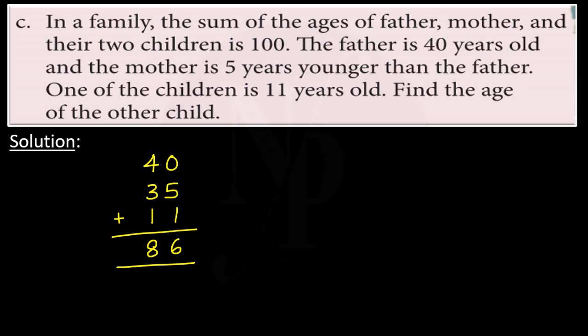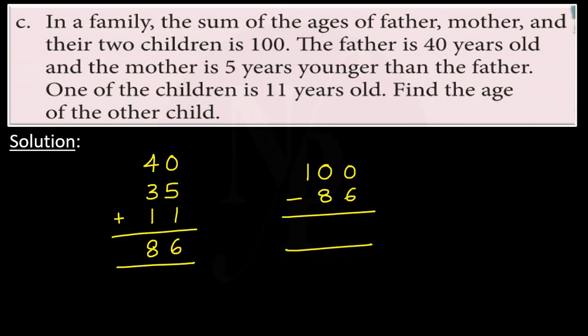To find the age of the other child, what we should do is, we should subtract 86 from 100, because the sum of ages of all the 4 members of the family is 100. So to find the age of the other child, we subtract 86 from 100.